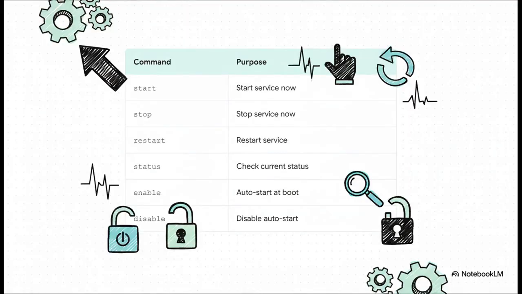So let's do a quick recap. Here are the six commands that really form the foundation of all of this. You've got start, stop, and restart for immediate, right-now control. You've got status for playing detective, and then you have enable and disable for making permanent changes that survive a reboot. That's pretty much the whole shebang.